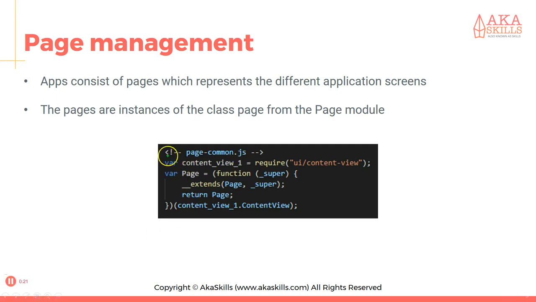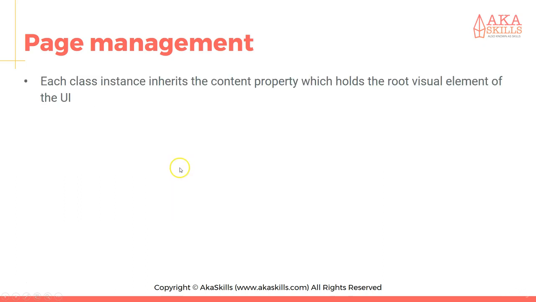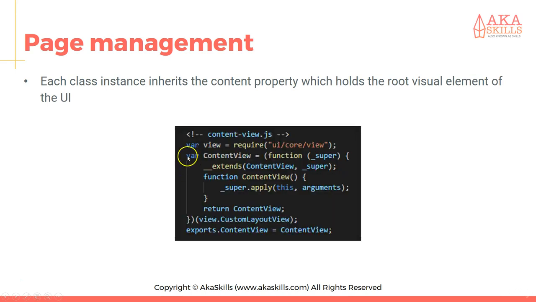And here we have, for example, this info-page/common.js. Then we're saying var contentView1 equals require, and we require content-view. Then I can say var Page equals function, and this is an IIFE, which is receiving _super and it's working over contentView1.ContentView. And here I can call __extends from Page and _super and return the Page. Each class instance inherits a content property which holds the root visual element of the UI.